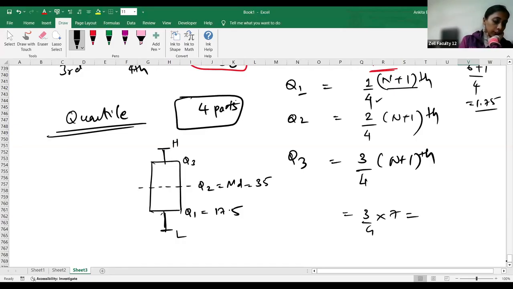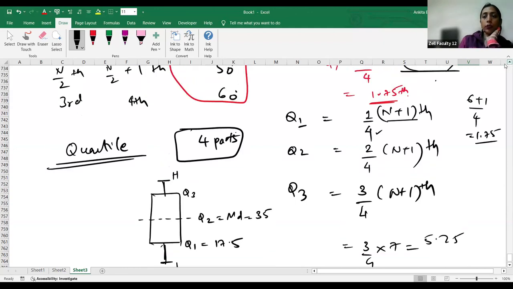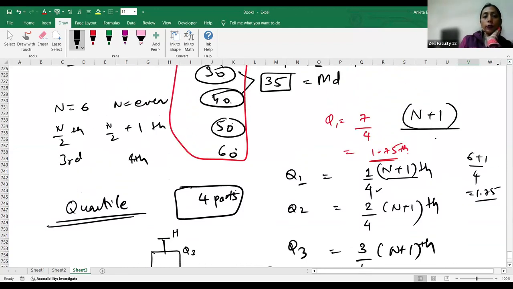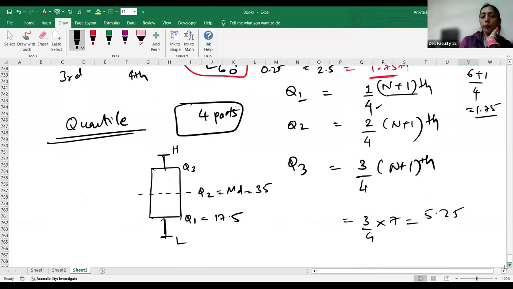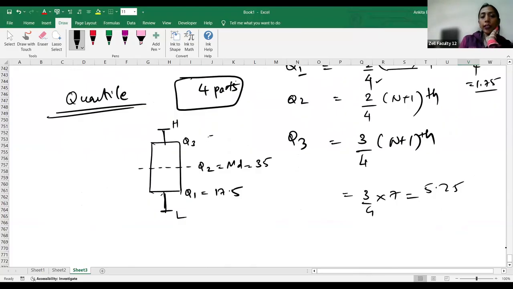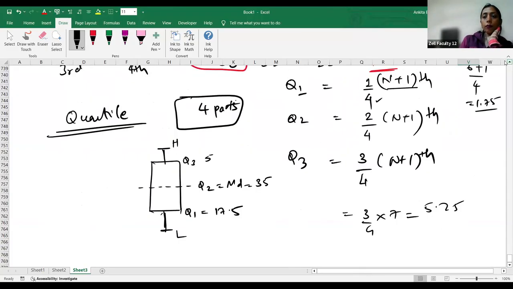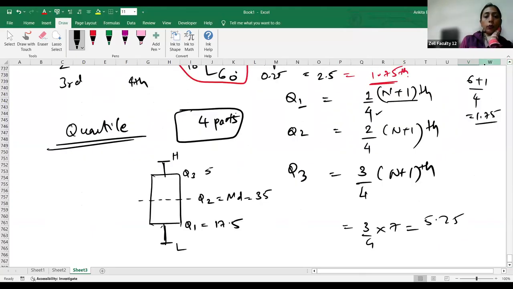21 by 4 is 5.25. So 5.25 position. The fifth position is 50. Difference is 10. One place is representing 10 points. So 0.25 place will be representing 2.5 points. So 2.5 plus 50, if I do, then I get 52.5. So 52.5 is my Q3.